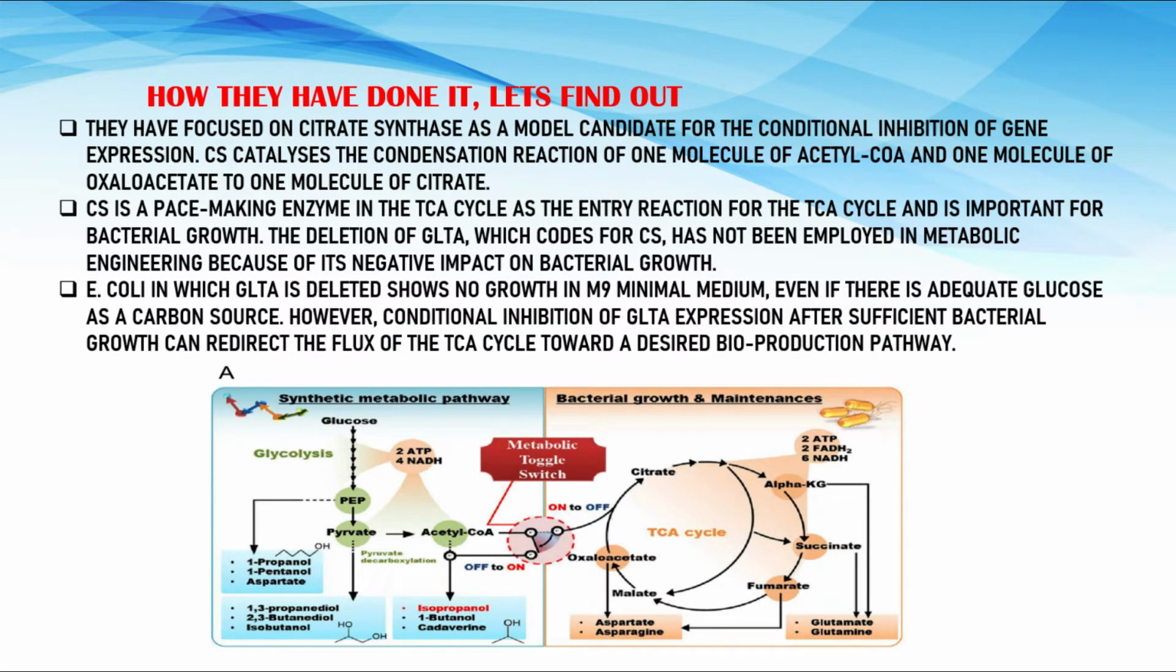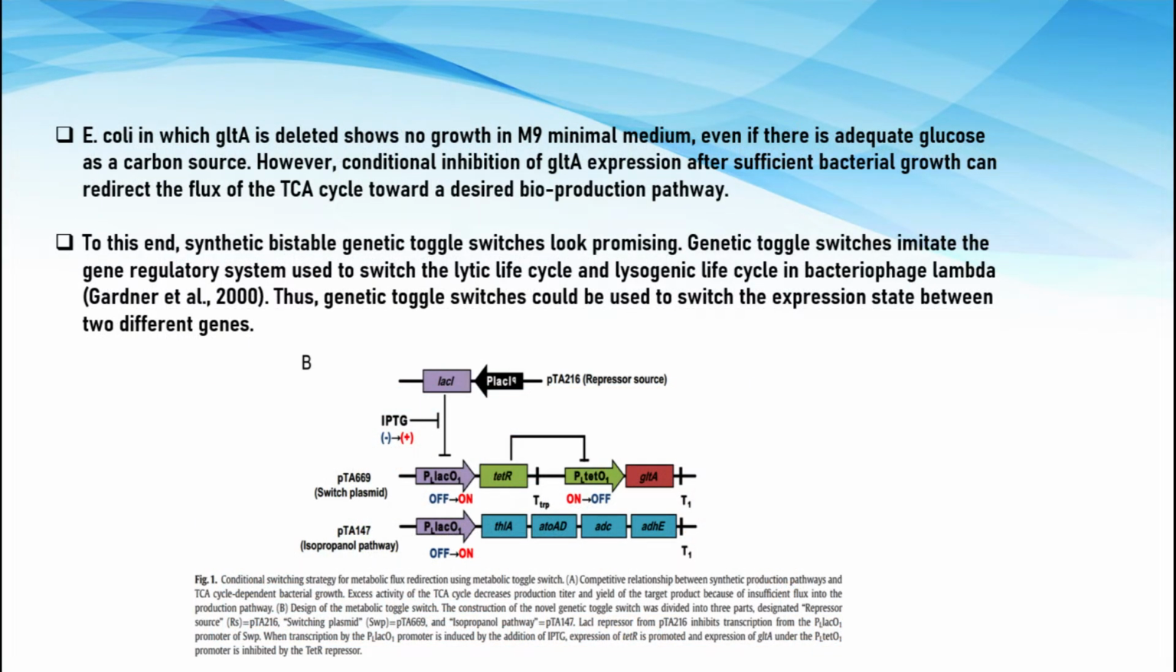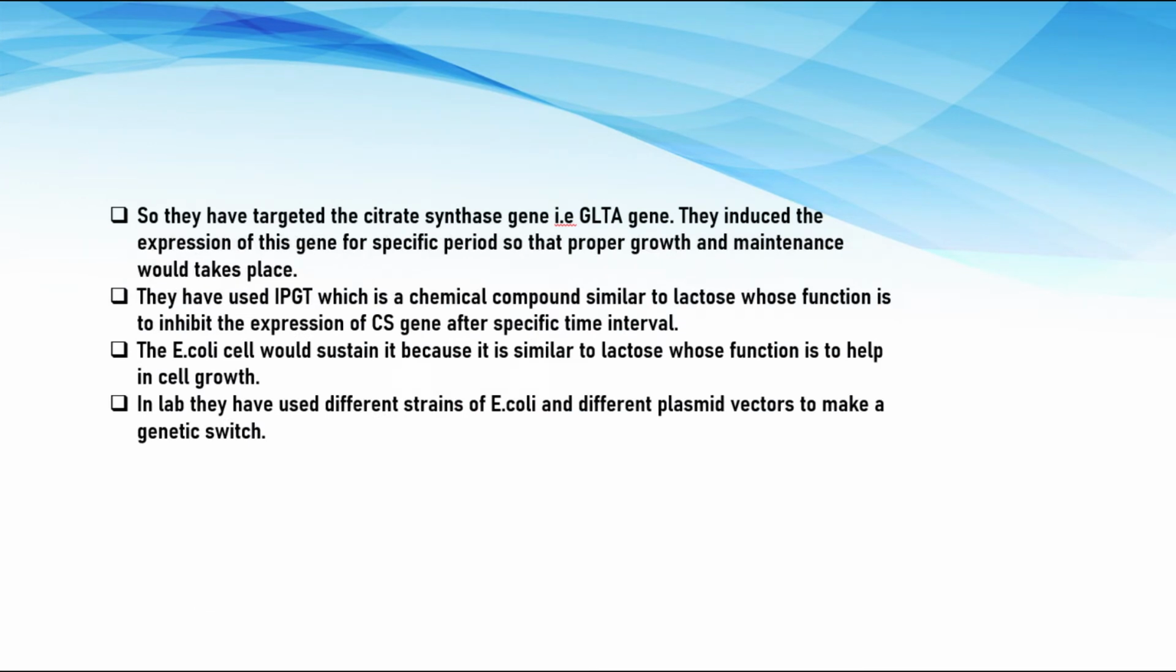Their main focus was citrate synthase, which is an enzyme that catalyzes the condensation reaction of one molecule of acetyl coenzyme A and one molecule of oxaloacetate to one molecule of citrate in the TCA cycle. Its main function is to promote the cell growth and maintenance, but on the other hand, citrate synthase prohibits the production of isopropanol, which is their desired product. So what they did is they targeted the citrate synthase gene, that is the GLTA gene. They induced the expression of this gene for a specific time interval so that proper cell growth and maintenance could take place. But after that, they switched off the gene so that production of isopropanol could take place, because citrate synthase was inhibiting the production of isopropanol.